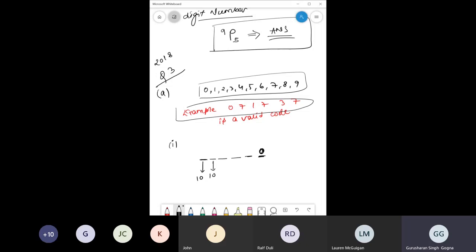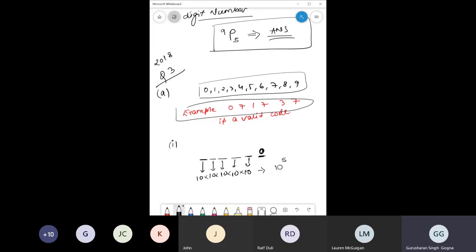It's not a number, it's a code, so it can start from 0 as well. Okay, that's another tweak here. This is 10, this is 10, and this is 10 as well. So 10 by 10 by 10 by 10, which will give you 10 to the power 5.